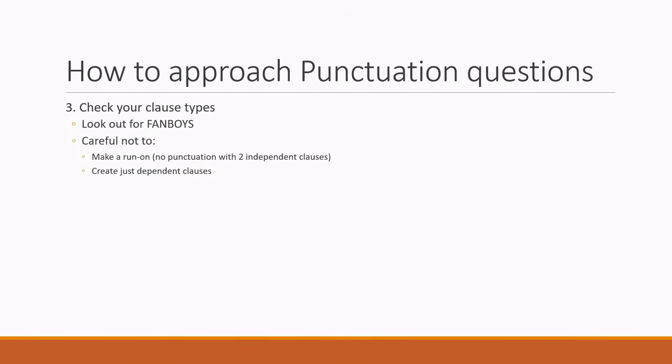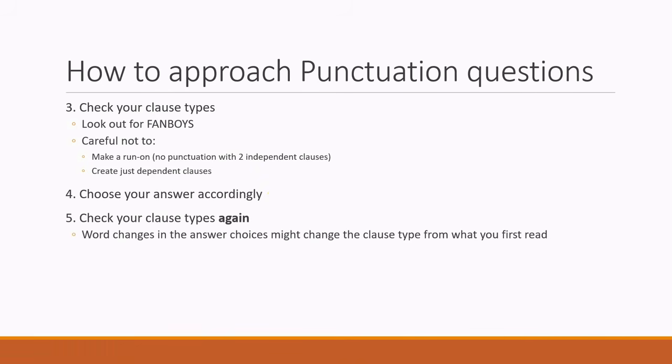They might make it where it's not like that and you accidentally make it that way, or they might give it to you that way and you have to realize there needs to be punctuation there. Also, don't just make a bunch of dependent clauses. You have to always have at least one independent clause. Once you've checked your clause types, then you can pick your answer. If you've done all those three things, you should be able to figure out which one works based on any interrupters, what all the other punctuation marks are doing, any of the rare punctuation, and then what clause types we have. That's all you need to be able to answer these.